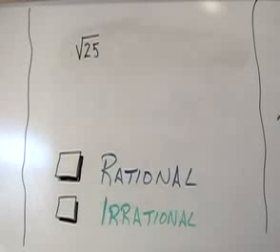Let's look, for example, at the square root of 25. What number can I multiply by itself to equal 25? I can multiply 5 times 5 to equal 25. Is 5 a rational number? Yes, 5 is a whole number, and every whole number is rational. However, if we look at the square root of 26, the square root of 26 is an irrational number.